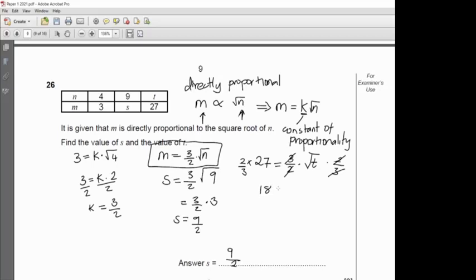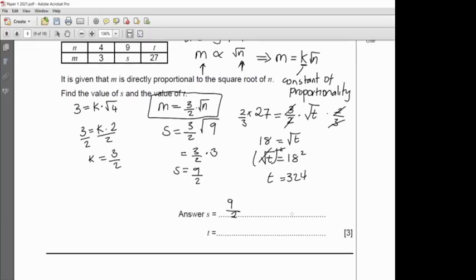So we have 18 is equal to the square root of t, or the square root of t is equal to 18. Then to get rid of the square root, what you need to do is square both sides. So this squared and that squared. So the square root and the square will cancel. We'll be left with t, and then 18 squared is equal to 324. So this t is equal to 324.